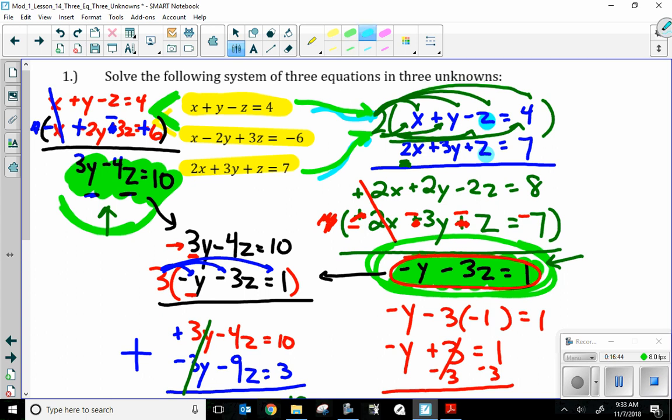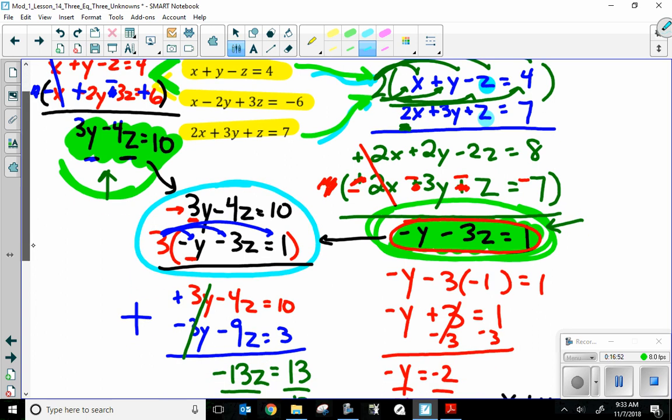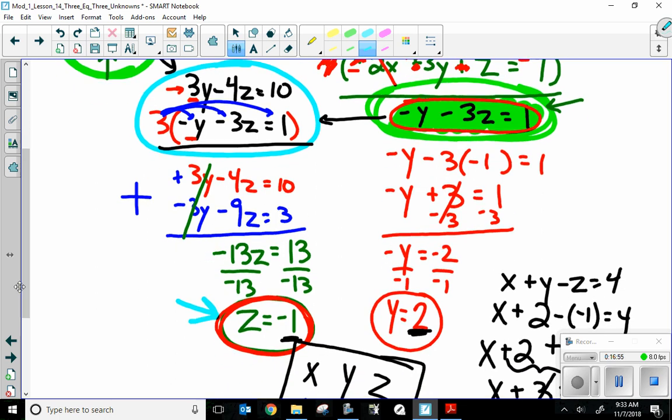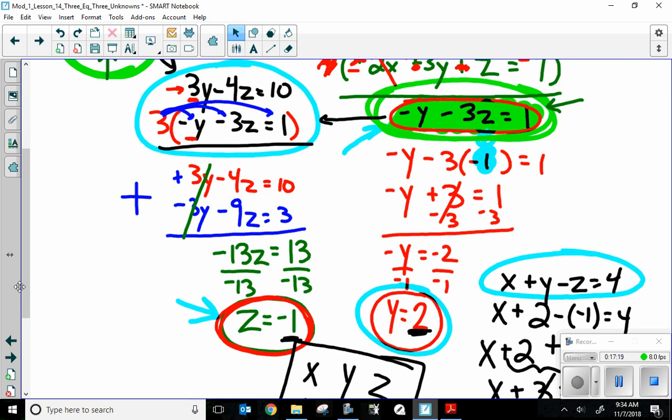And then after that, I had to get rid of one of the variables, and I did, and I ended up with Z. I plugged Z into one of my equations with 2 variables to find Y, and I did. Then I took my Z and my Y, and I had to find my X by plugging it into one of the original equations.